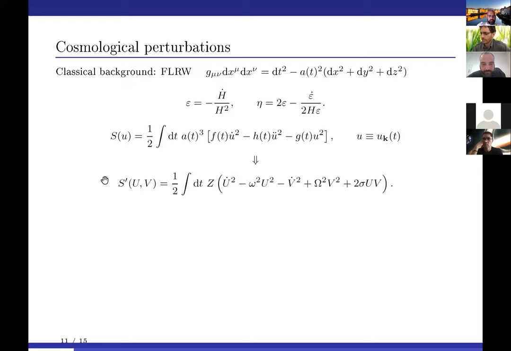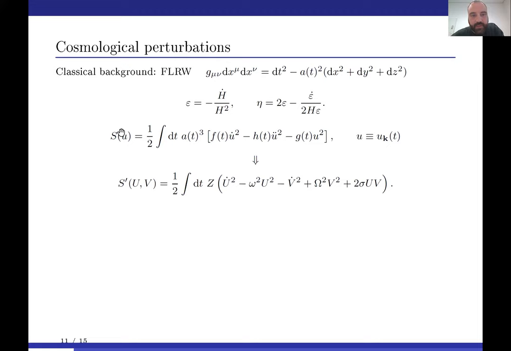Thank you. So we did the usual background. We expanded around the usual background, Friedmann one. We defined the usual parameters, epsilon and eta. Then the generic action for a cosmological perturbation has this form, generic cosmological perturbation, I call it U. And you have this higher derivative term. Then you can introduce an auxiliary variable. You get this action. You see that U has the correct sign, so that's the standard particle. And V has the wrong sign, so this is what has to be turned into a ghost.